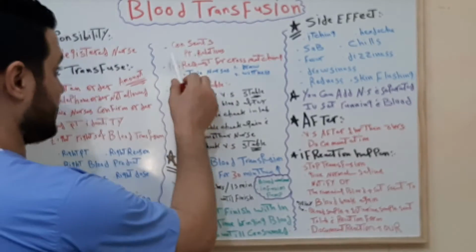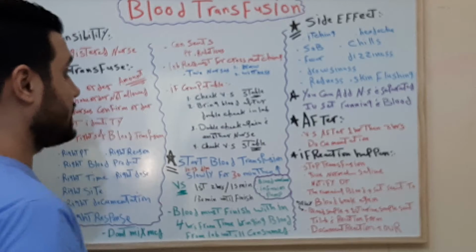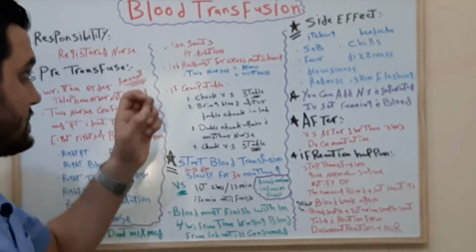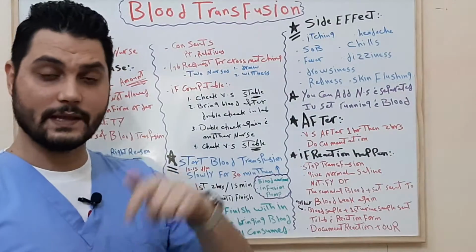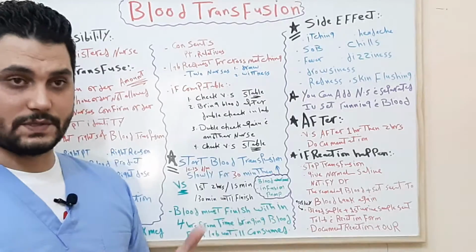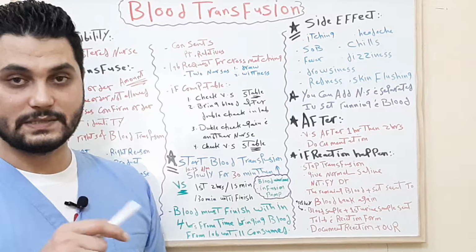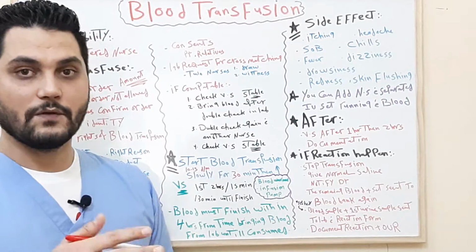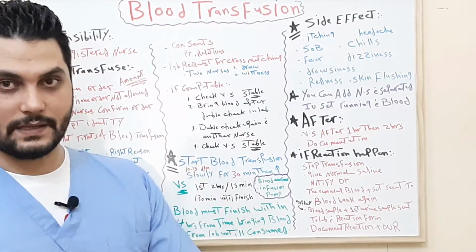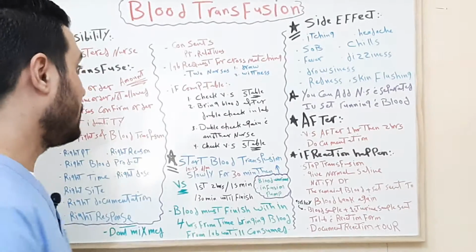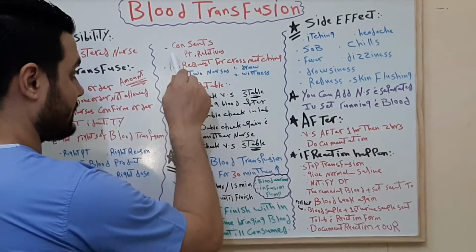Okay, consent: the patient must sign the consent, but in this status the relative must also sign the same consent, because sometimes the patient is confused, so it's considered not good. So you must let the relative of the patient, from the first degree, also sign the consent. Okay, so you must have a written consent.